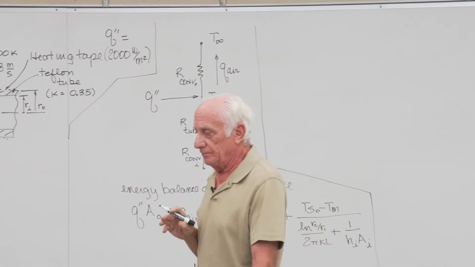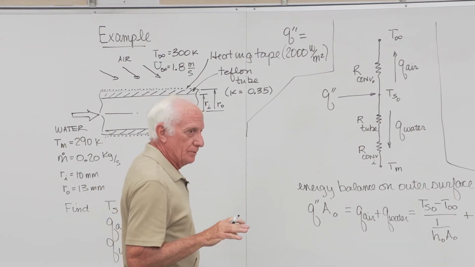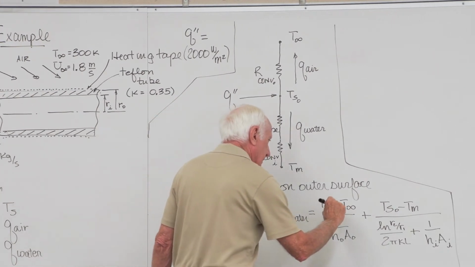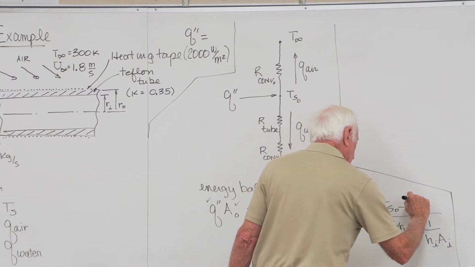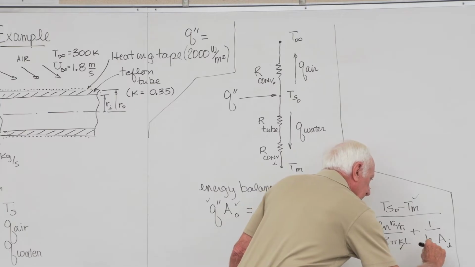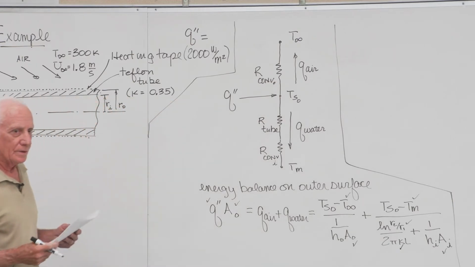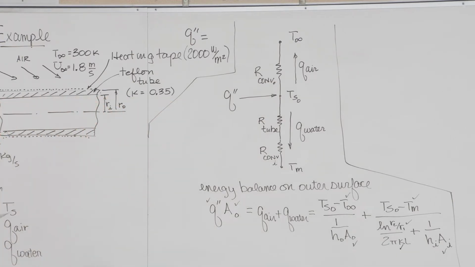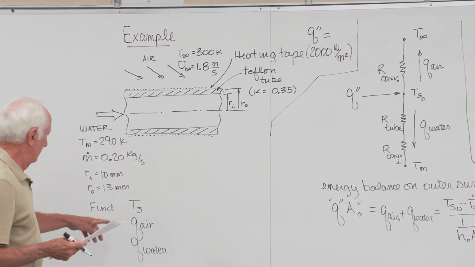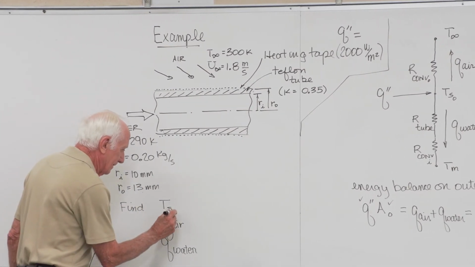That's chapter 3 stuff now. What do I know? Given, I know it. I know it. I know it. Yes. What don't I know? H inside, H outside, and TSO. What am I asked to find? TSO. And we'll put the O to mean outside. That's okay.